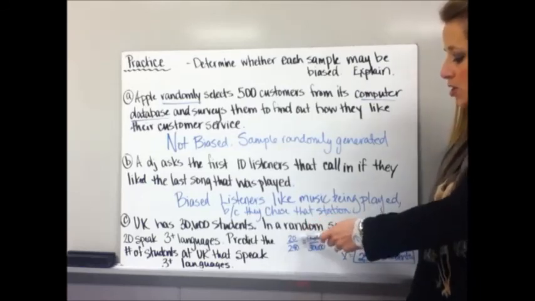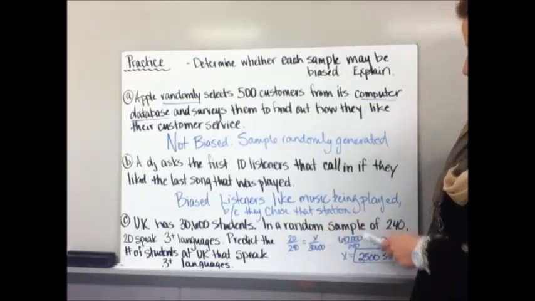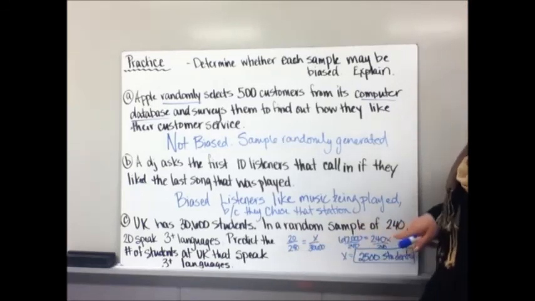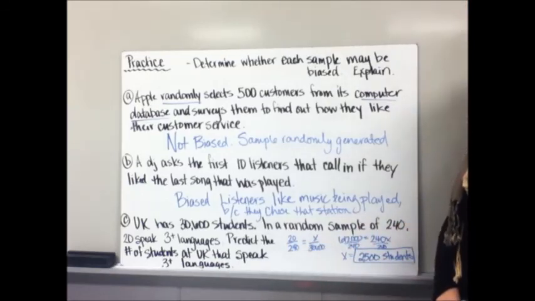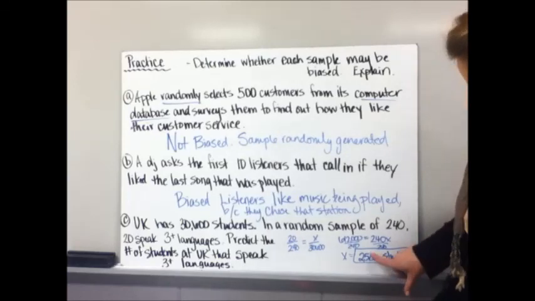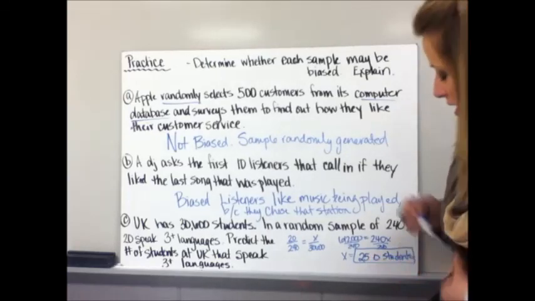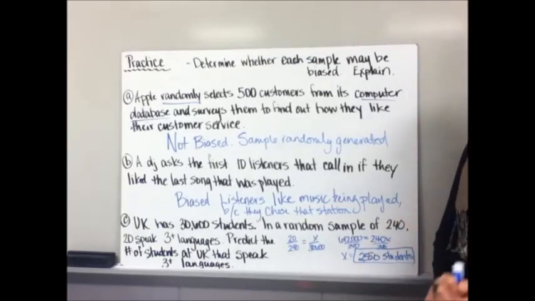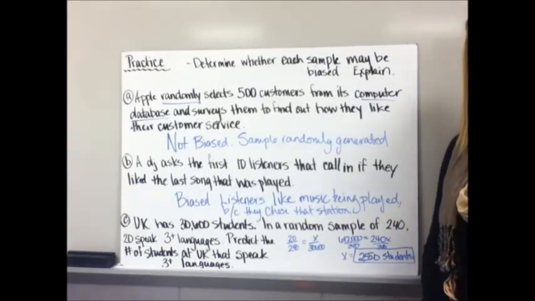Solve by cross multiplying. 20 times 30,600 is 612,000 equals the other diagonal, 240 times x. Solve that by dividing both sides by 240, and you get x equals 2,550. Actually, I wrote that wrong at first. That should be 550. There we go. 2,550 students would be an accurate prediction.